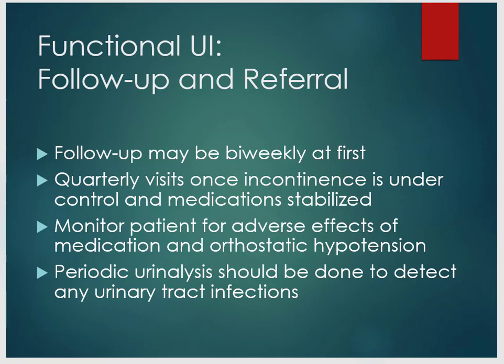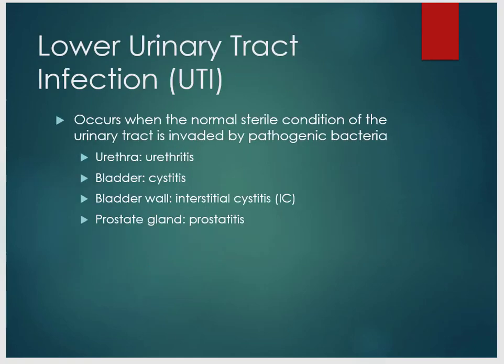Let's talk next about lower urinary tract infections, or a UTI. It occurs when the sterile conditions of the urinary tract have had bacteria come into it. If it's in the urethra, it will be termed as urethritis. If it's in the bladder, cystitis, bladder wall, interstitial cystitis, and if it's in the prostate gland, it's prostatitis.